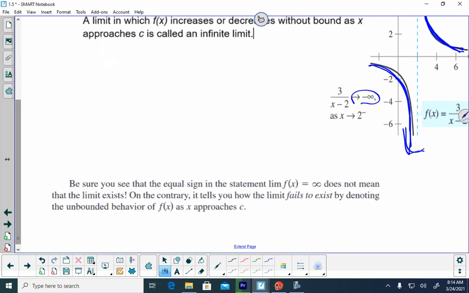One thing I want you to understand, though, is it's kind of funky. If you see that you have a limit that's approaching infinity or negative infinity, it means that the limit does not exist. You are just denoting that it doesn't exist because you have this unbound behavior as x approaches your number. So even though you're writing the limit as x approaches 2 from the left and you're writing negative infinity, if I ask you what the limit is, technically the limit does not exist. I know it's backwards, but that's just the way it is.